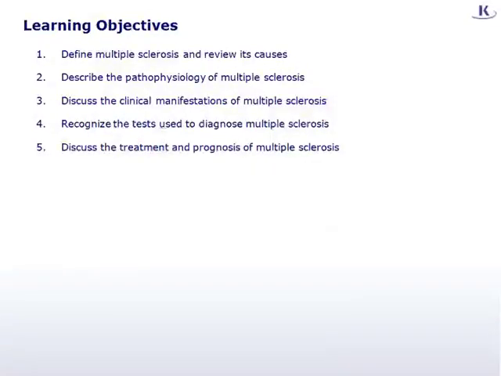This clinical correlate has 5 learning objectives. 1. Define multiple sclerosis and review its causes. 2. Describe the pathophysiology of multiple sclerosis. 3. Identify the clinical manifestations of multiple sclerosis. 4. Recognize the tests used to diagnose multiple sclerosis. 5. Discuss the treatment and prognosis of multiple sclerosis. We will begin with our first learning objective to define multiple sclerosis and review its causes.